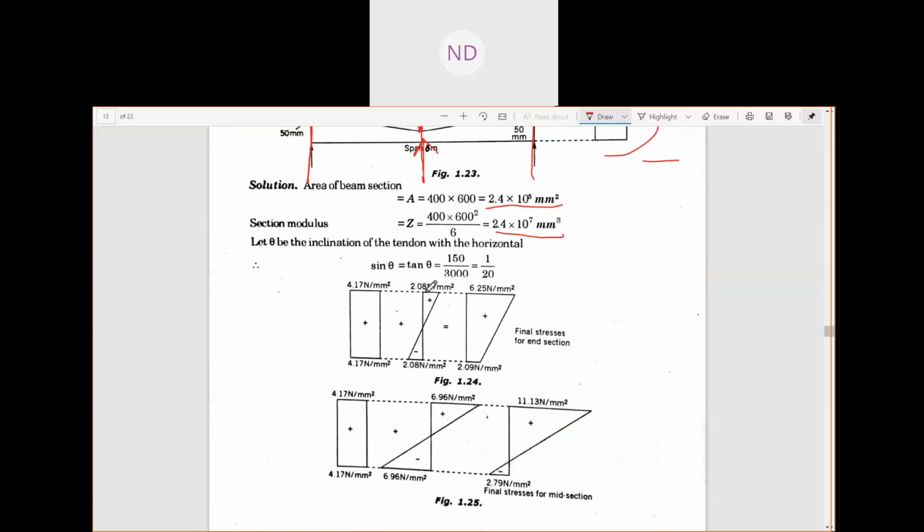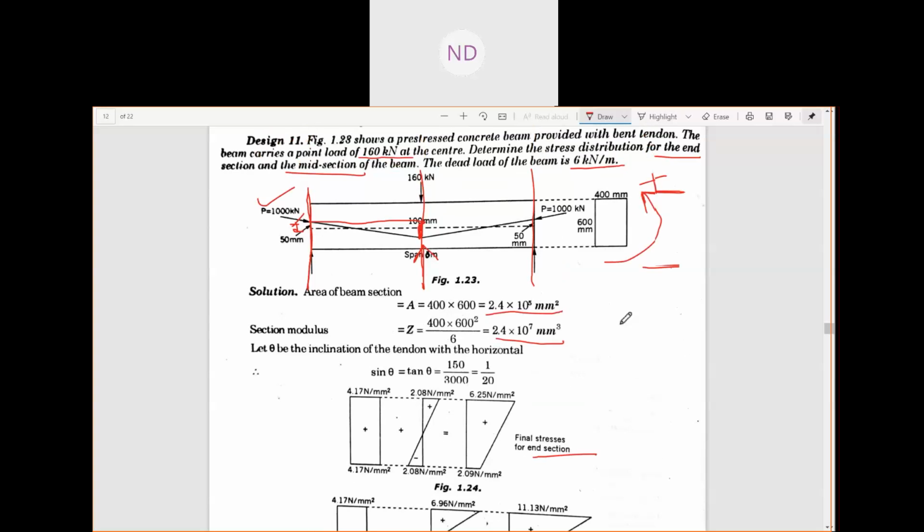which is this one, 2.08 here. So the final stresses at the end section, that means at the end section your beam is completely under compression, because you can see here this is our stress diagram for the end section, which at the top has a stress of 6.25, and at the bottom of the end section we have a stress of 2.09 Newton per mm square. Okay, so this is for the end section.